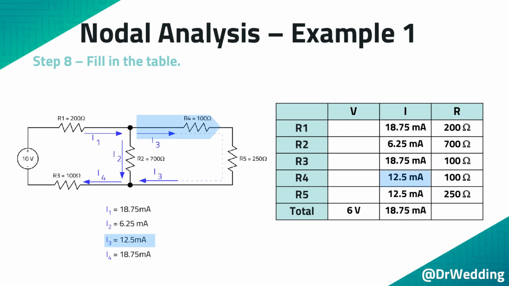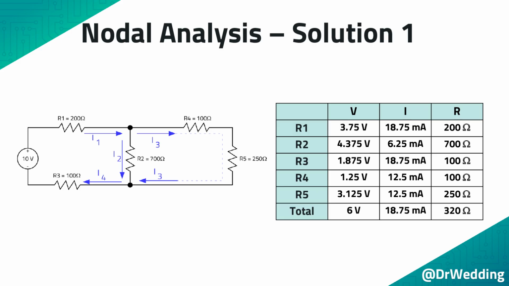Resistor R4 and resistor R5 are in series, and both of these resistors have I3 flowing through them. So 12.5 milliamps is added to the table for both of these resistors. Finally, Ohm's law will fill in all the missing values. With the circuit and the filled-in table, you have the complete solution for this circuit.